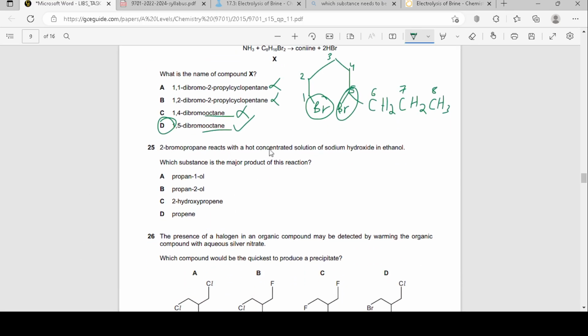2-bromopropane reacts with a hot concentrated solution of sodium hydroxide in ethanol. So since it's ethanolic sodium hydroxide, that means it is NaOH in ethanol, which means it's an elimination reaction, right? Not a nucleophilic substitution reaction. So it's an elimination reaction because it's in ethanol, not in water, right?